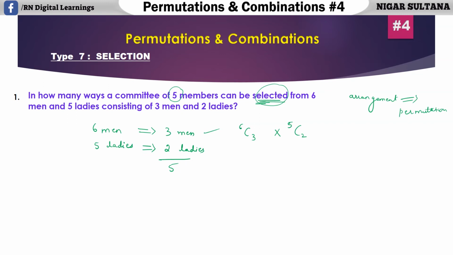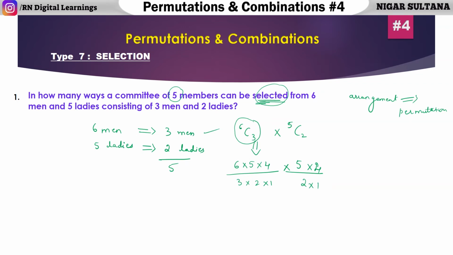Now let's simplify this. How can we write this? 6C3 can be written as 6, go backward till 3 numbers, 5 into 4, divided by, now start from 3, go backward. In this way we need to represent this 6C3 into 5C2. 5C2 can be written as, write only the 2 numbers from 5, go backward, next from 2 to 1.